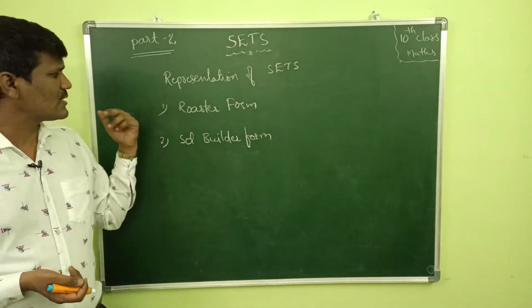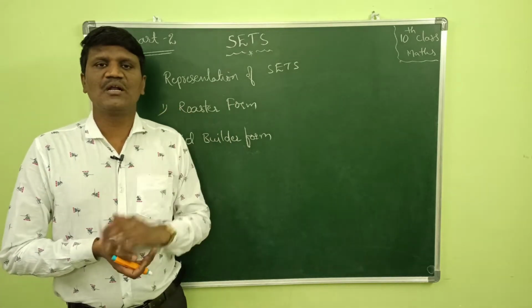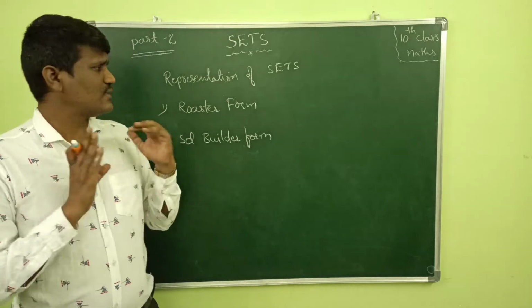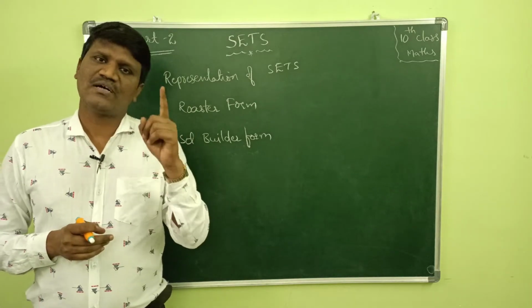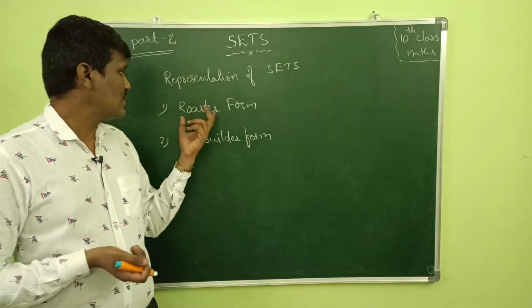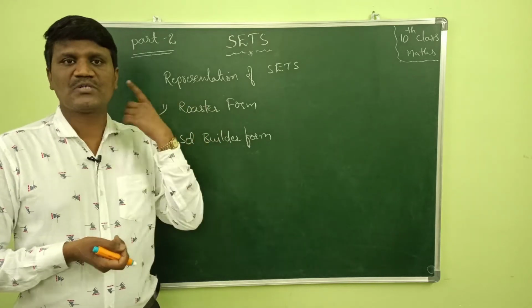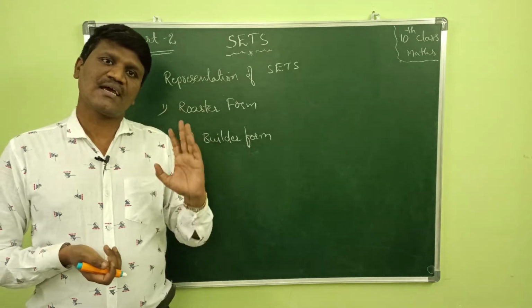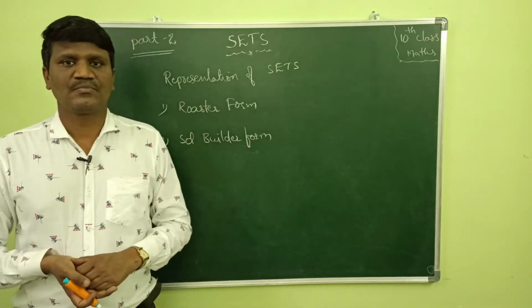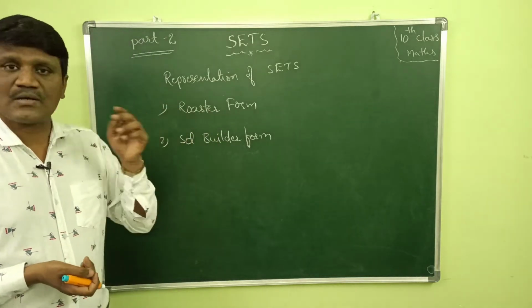So let us see what the roster form is and what the set builder form is. This is an important topic in this chapter. Definitely a 1 mark or 2 mark question will come from this topic. Especially the set builder form is the most important one. Even a 4 mark question can come from set builder form. Okay, so first let us see what a roster form is.